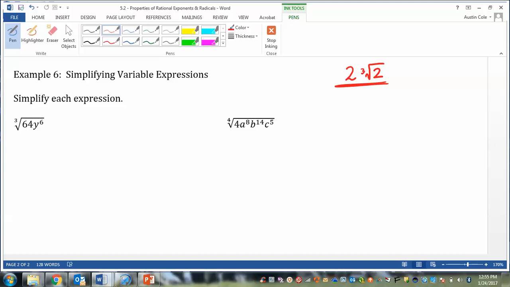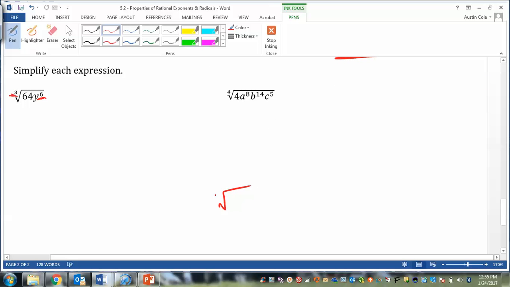And here's how you know. I'm looking for exponents that are factors of 3. Because if you think about that, you don't write this down, but if I did the cube root of y to the 6th, I'm asking myself, what times itself is y to the 6th? Isn't that y squared times y squared times y squared? So a helpful hint is, I'm looking for exponents that are factors of 3. So the cube root of y to the 6th is y squared.